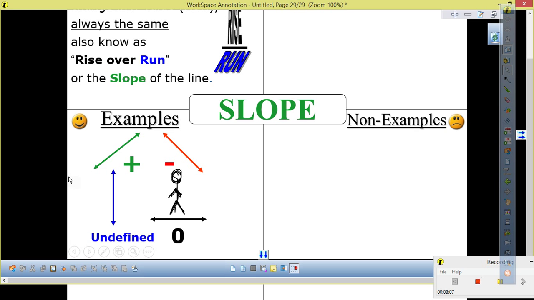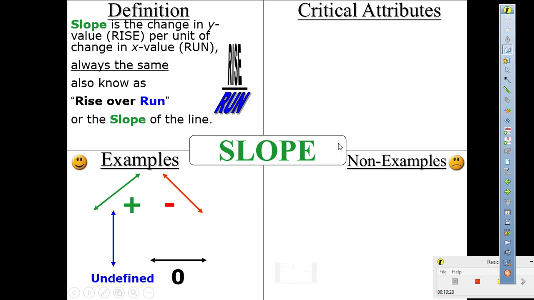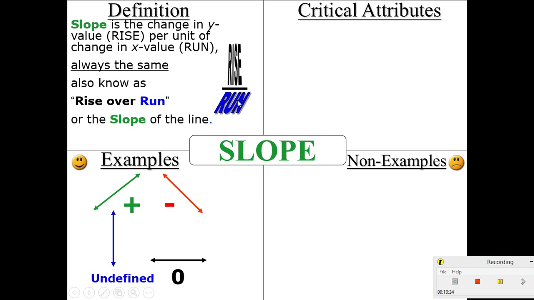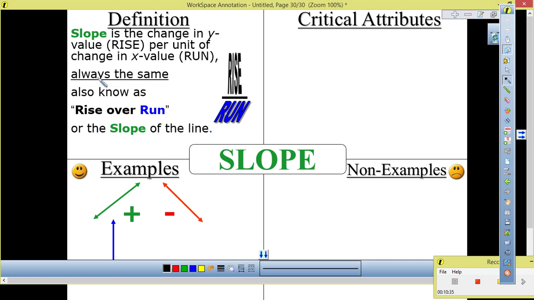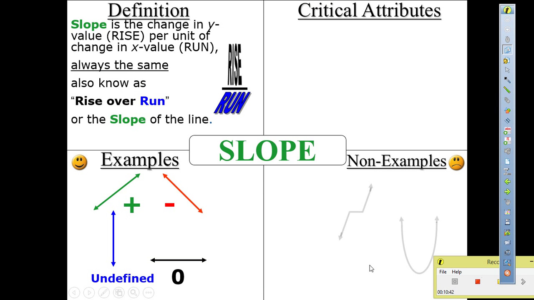So, check this out. So once again, this represents a positive slope going from left to right because it's going up. Negative slope from left to right because it's going down. Undefined because it can go in either direction. And this one is 0 because it's completely flat. So, let me show you some non-examples of what slope is not. Now, slope we said was the rate of change, that it's always the same, or what is the key word that I said? Constant. So now let me show you non-examples.